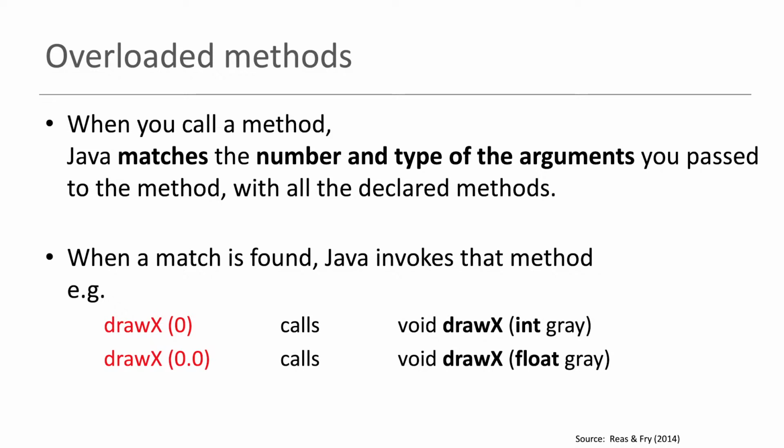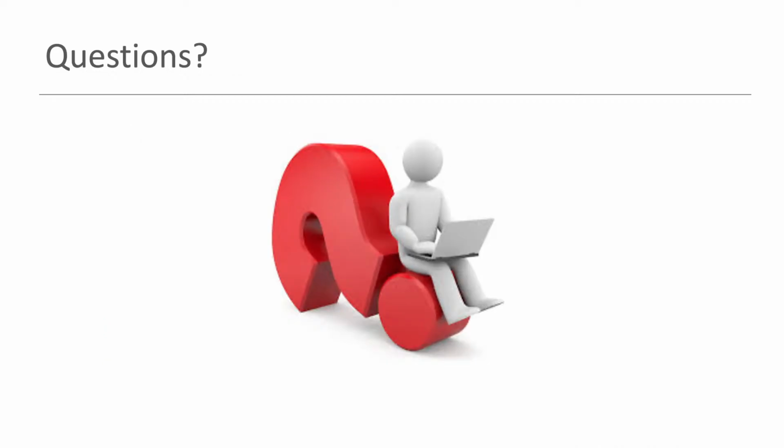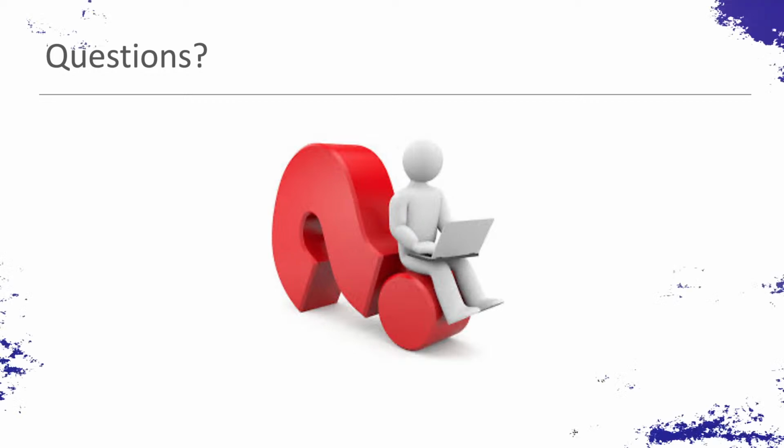Overloading methods. When you call a method, Java matches the number and type of arguments you pass to the method with all the declared methods. When a match is found, Java invokes that method. For example, draw0 calls draw x int gray, and draw 0.0 calls the second one, the float gray. Okay, so that's overloaded methods. And it's really a piece of terminology that we just need to be familiar with.